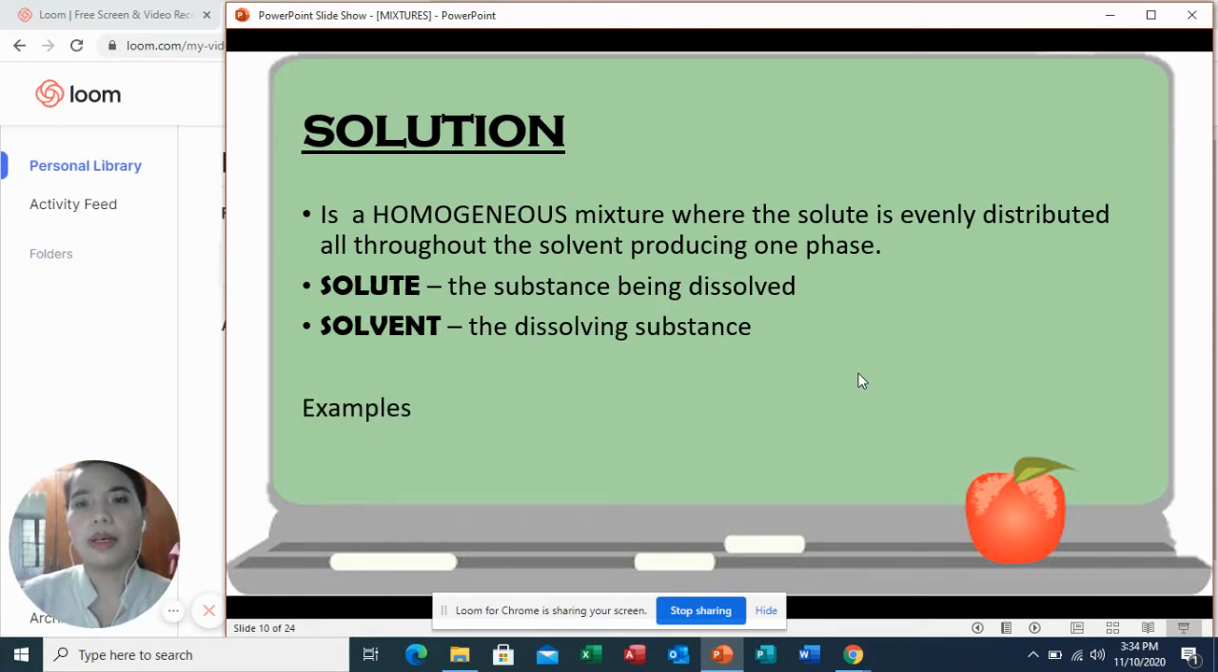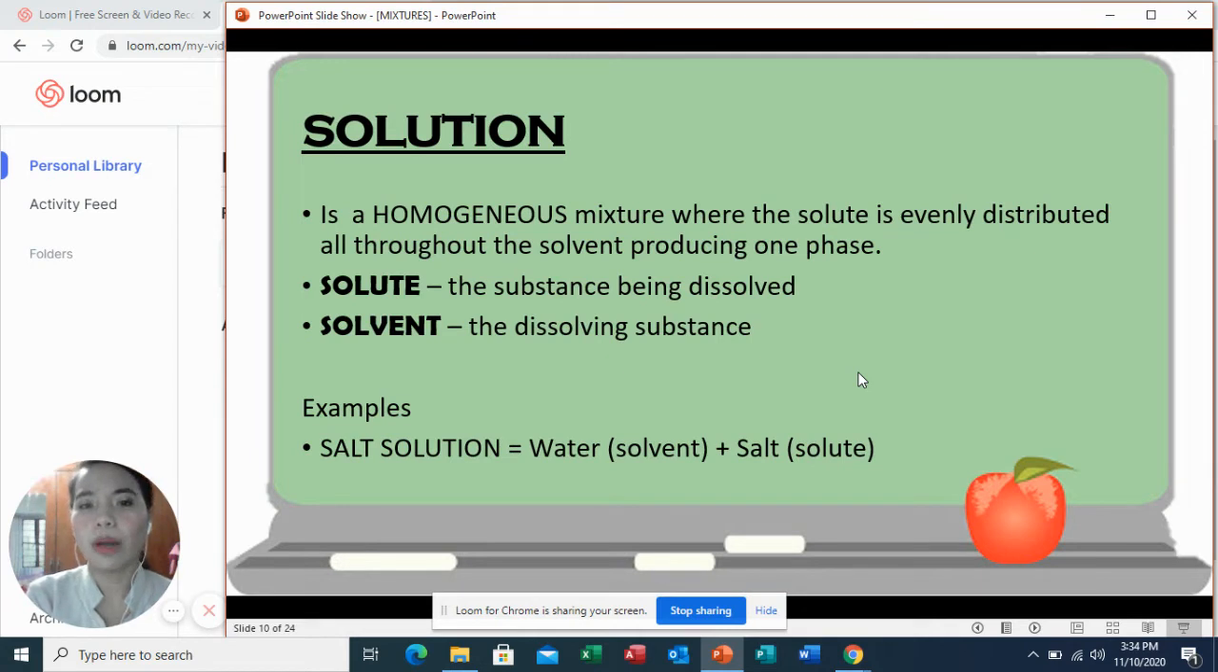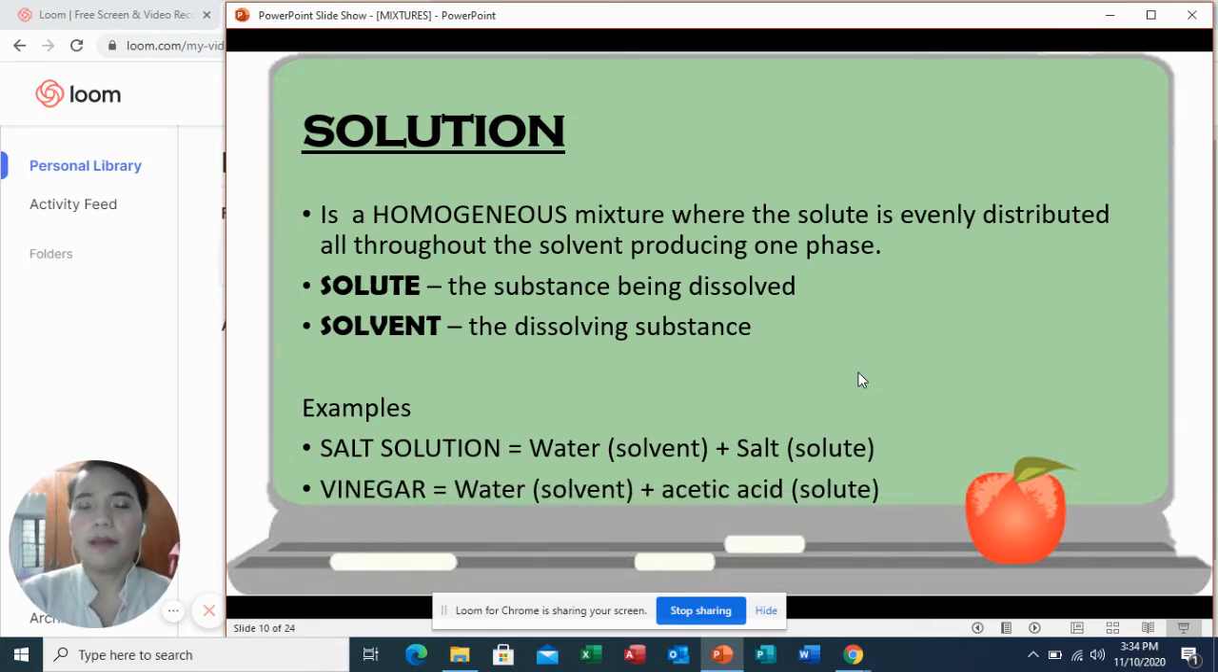Examples of solutions are, so we have salt solution. Salt solution is a combination of water as solvent and salt as solute. So salt solution is a kind of solution, a combination of water and salt. Vinegar is also an example of solution. Vinegar is a product of water as solvent and acetic acid as solute.